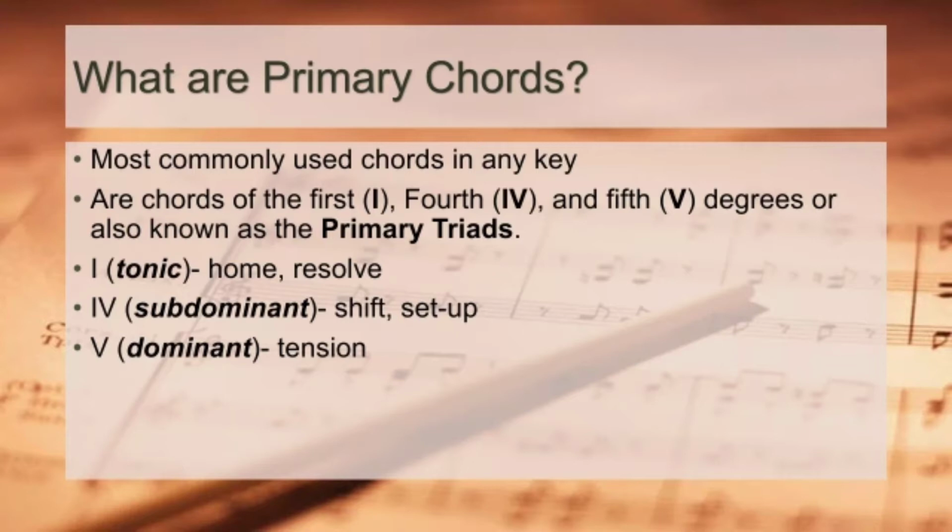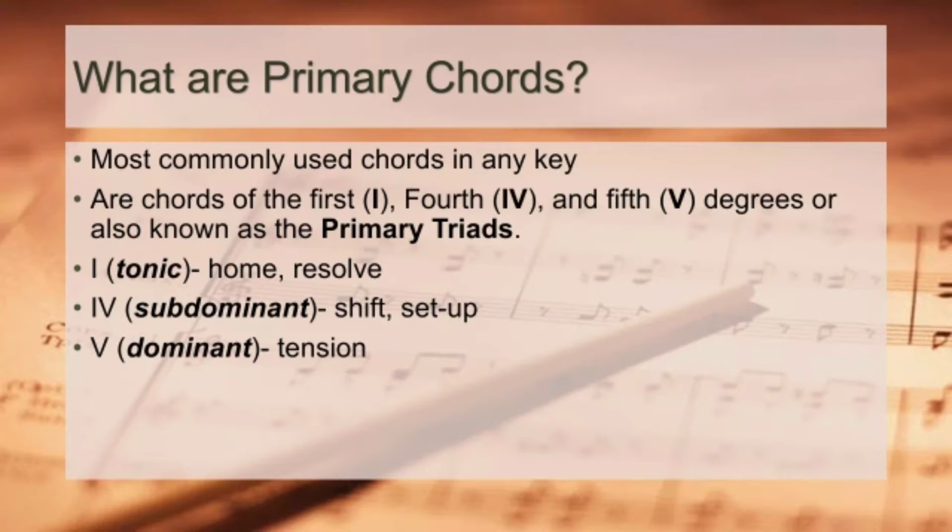Primary chords are the most commonly used chords in any key. These are the chords first, fourth, and fifth, also known as the primary triads. We can talk about primary triads as static entities identified as tonic, subdominant, and dominant. Behind this name is a particular function, a role in the drama of music.